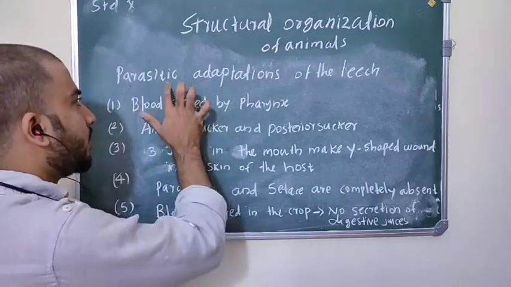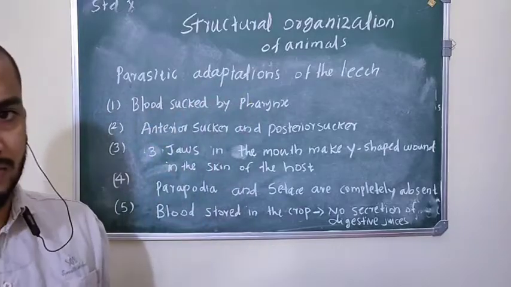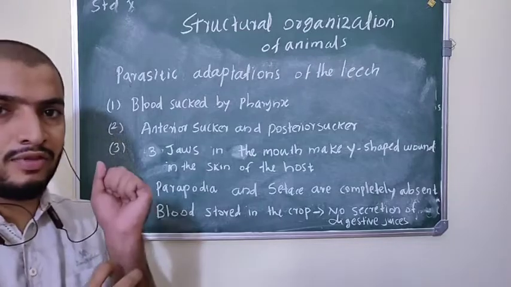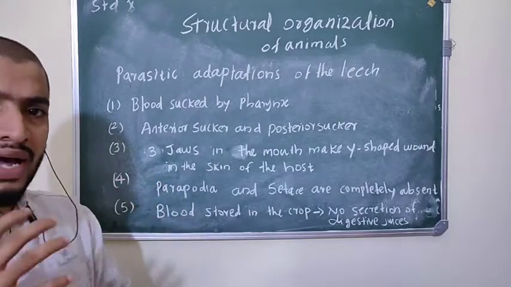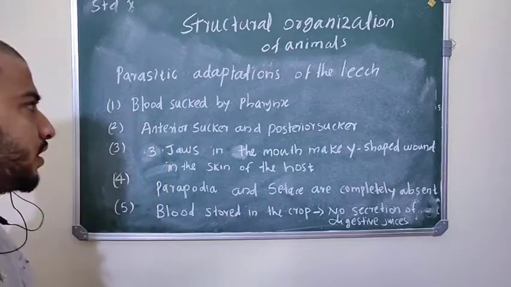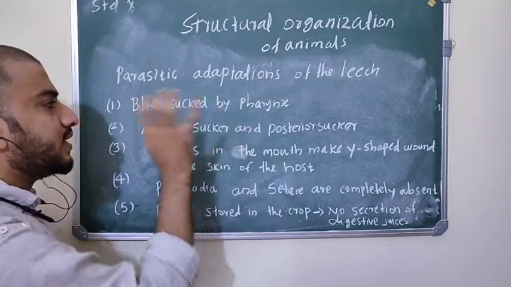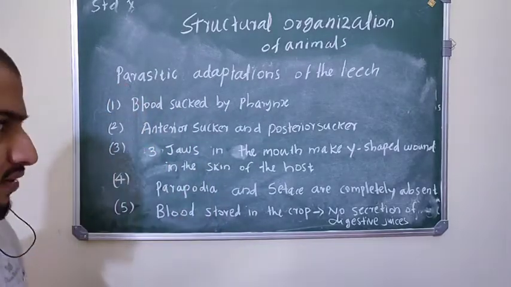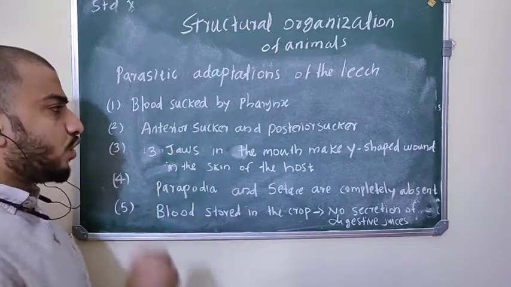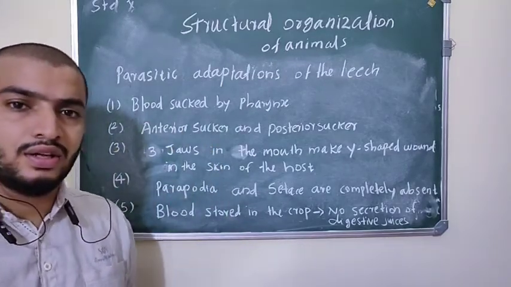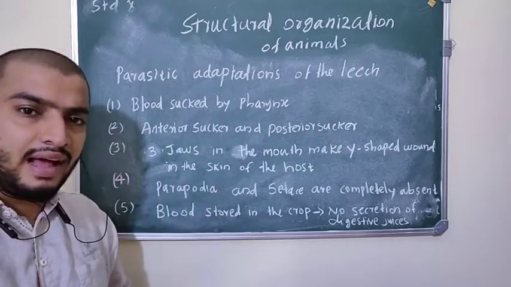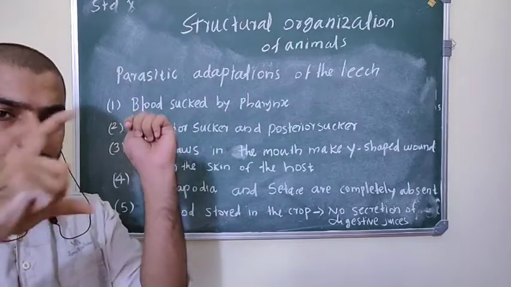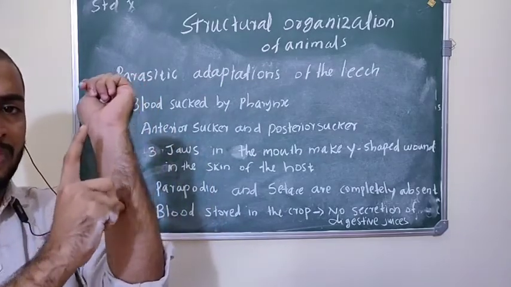Next we are going to discuss parasitic adaptations of the leech. Okay, so leech are ectoparasites. We already discussed. They take blood from other animals. So what are the parasitic adaptations shown by the leech? First one, the blood is sucked by pharynx. They take the blood directly into their muscular pharynx. Then presence of anterior sucker and posterior sucker. At the anterior end they have anterior sucker, at the posterior end they have posterior sucker. Using these two, they attach on the host animal.